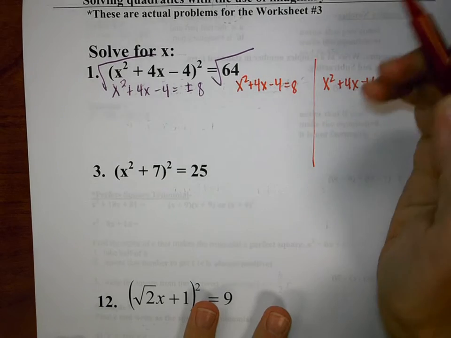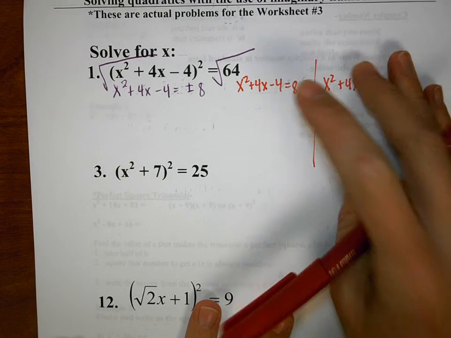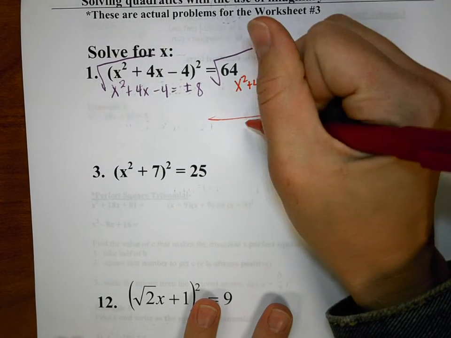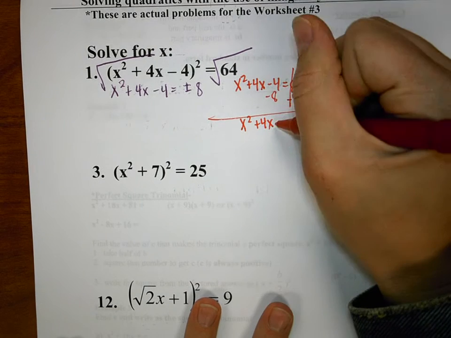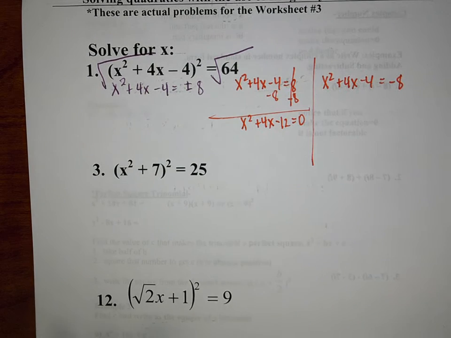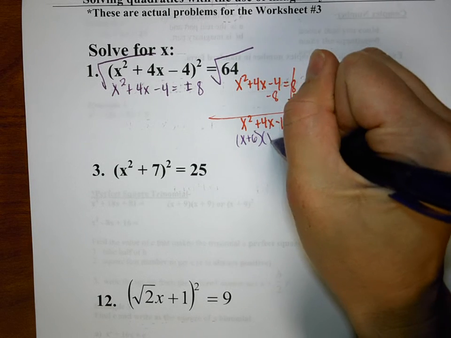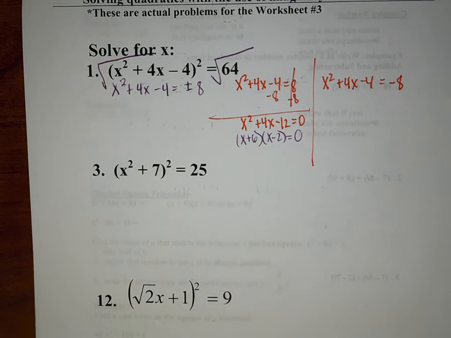Okay, so what am I going to do over here? We want it set equal to 0, so x squared plus 4x and negative 4 and negative 8 makes 12. Very good. So when we're factoring, what multiplies to be negative 12 and adds to be positive 4? Very good. X plus 6 and x minus 2 equals 0. And when you set each of those factors equal to 0, what does x equal?